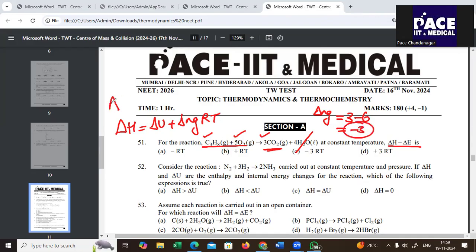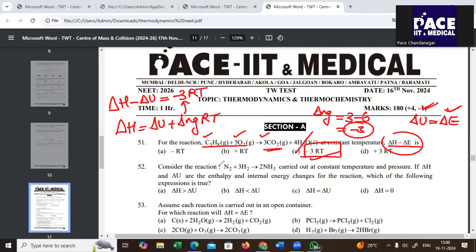So we get delta H, and you are asked about delta H minus delta E. So delta H minus delta U, because delta U is nothing but your delta E. Delta U, internal energy, is also represented as delta E. Sometimes you represent it as U and sometimes as E. Only the notation differs. So how much is that? Delta NG is -3, so it is -3 RT. Option C is the answer here.